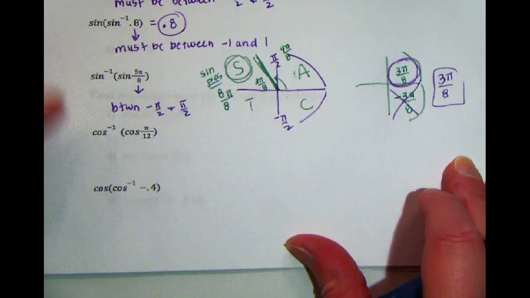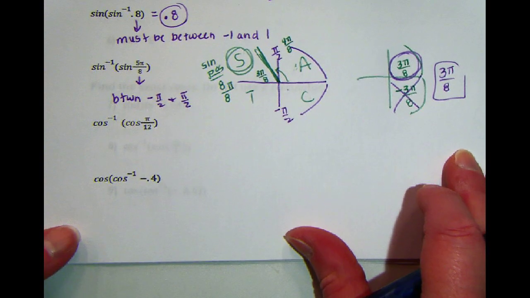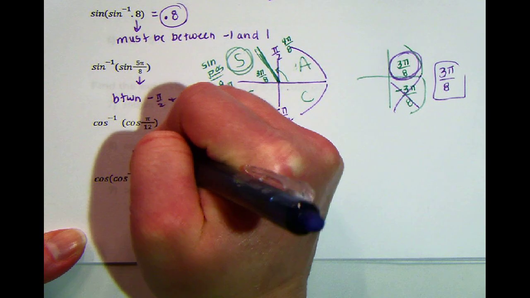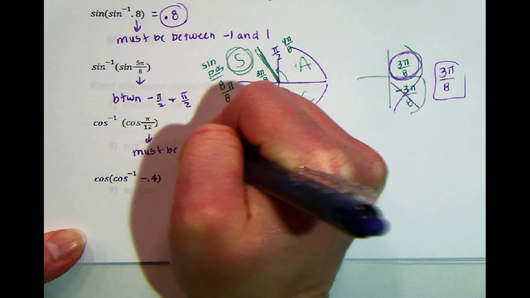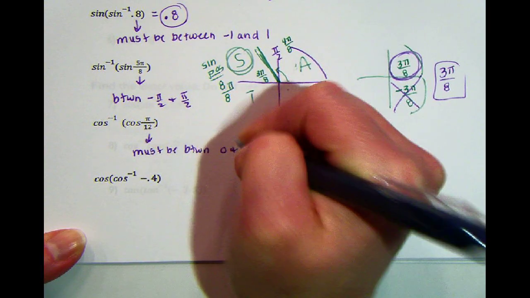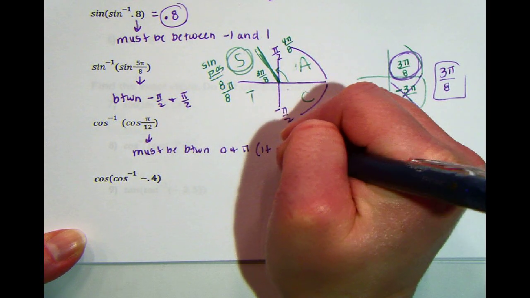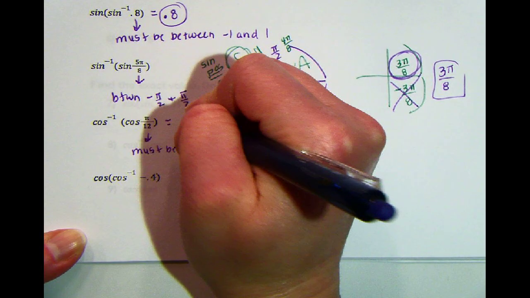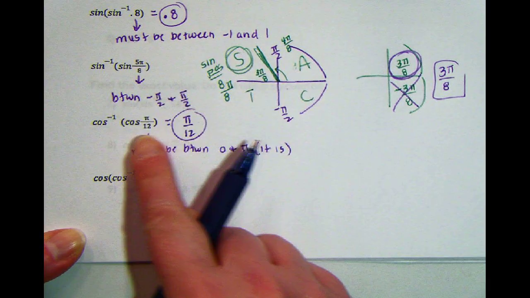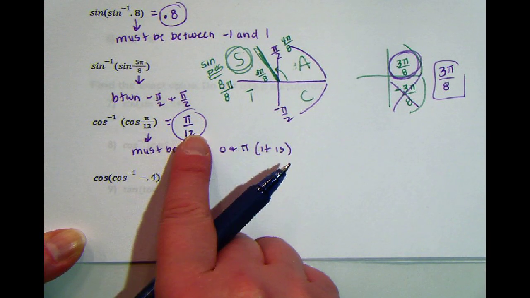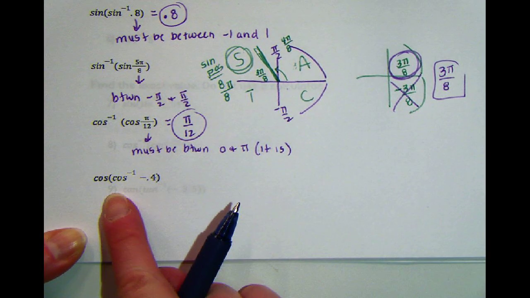Inverse cosine and then cosine. So inverse cosine's on the outside. If I look up top, it says this must be between 0 and pi. A 1/12 of a pi is between 0 and pi, so it is. So the answer is pi over 12. Again, 90% of the time, usually if these are matchy-matchy and one's an inverse, that will be your answer.